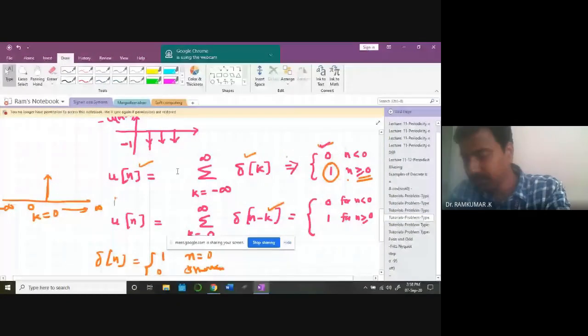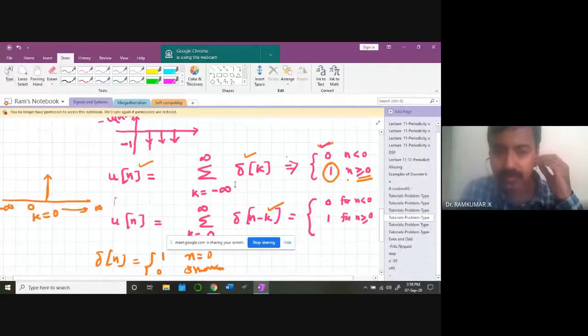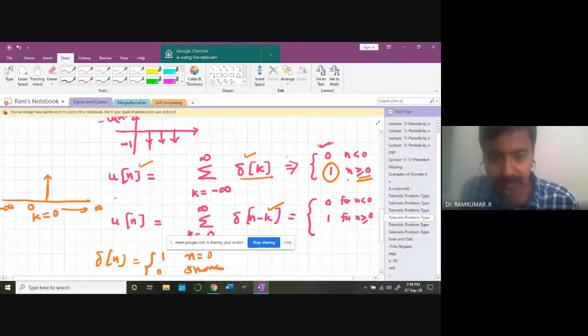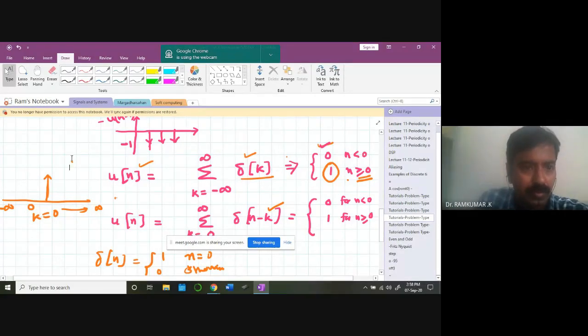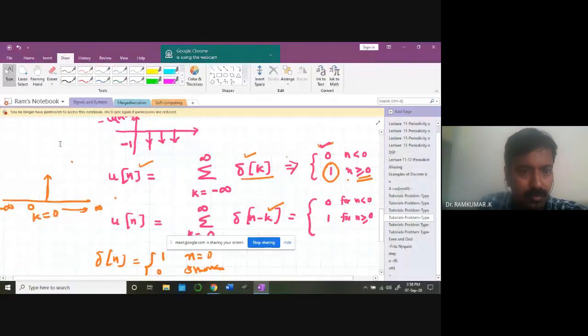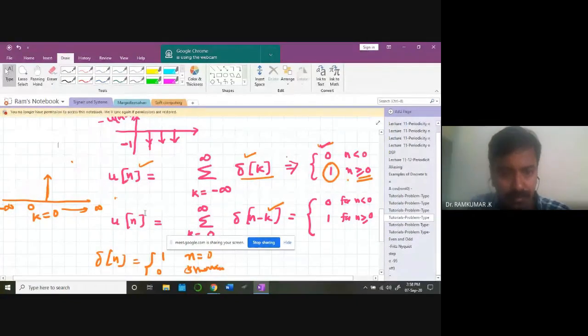This waveform. See, this is delta k. Okay, delta k. This is delta k. What is this?